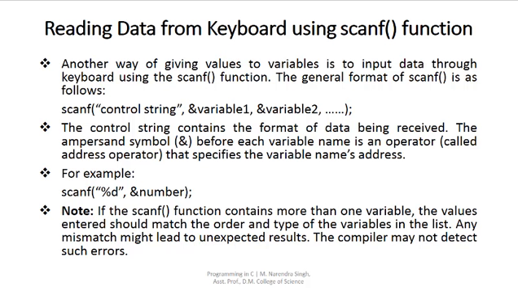If the scanf function contains more than one variable, the values entered should match the order and the type of the variables in the list. This means if the values of several variables having different data types are to be read using a single scanf function, then the order and the type of the variables has to be strictly followed. Any mismatch might lead to unexpected results. The compiler may not detect such errors.